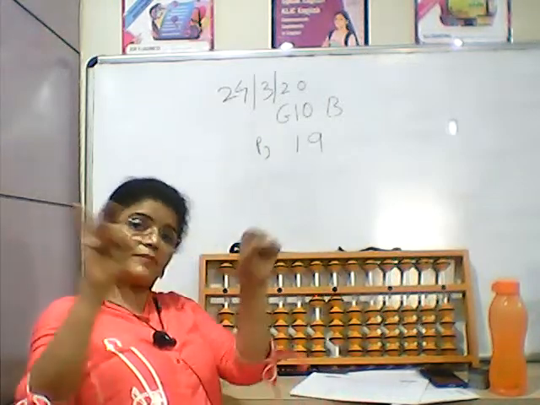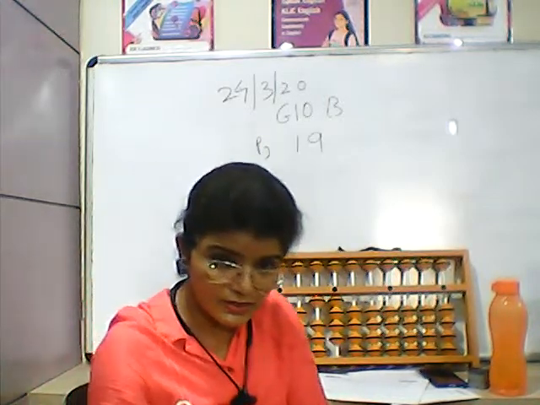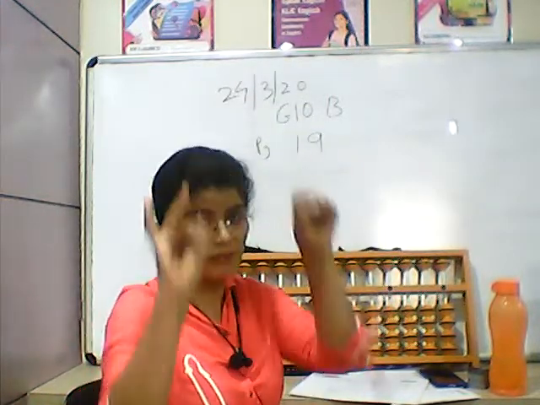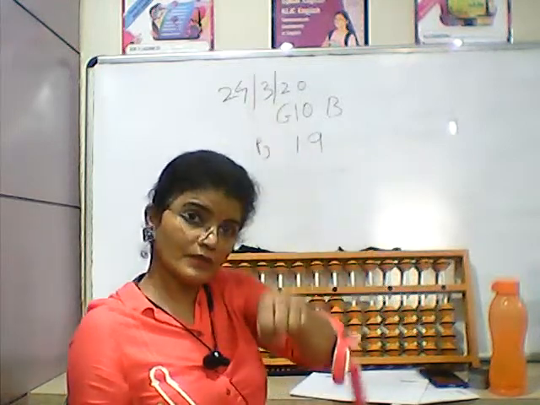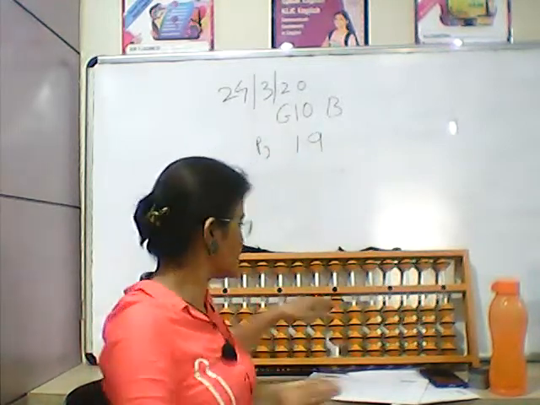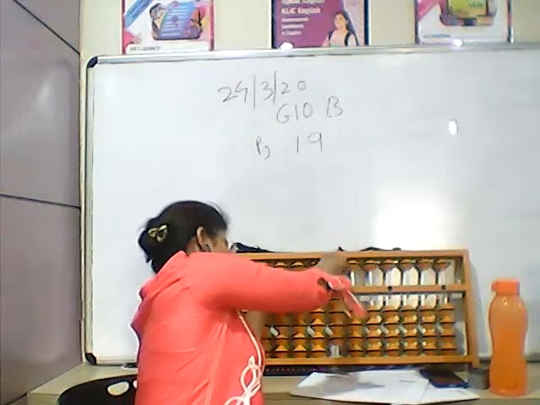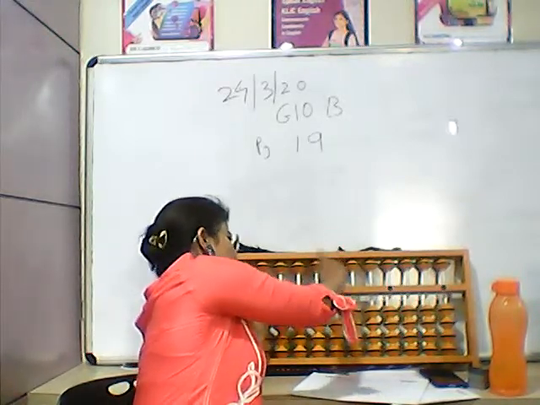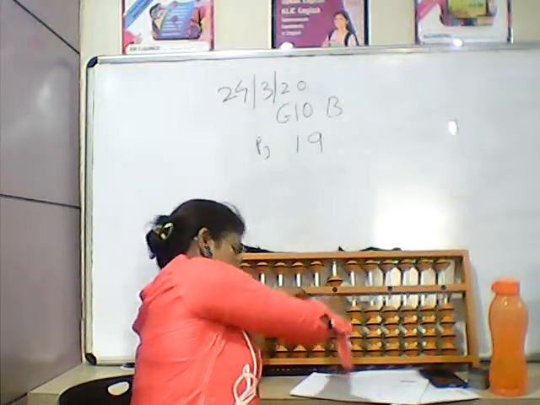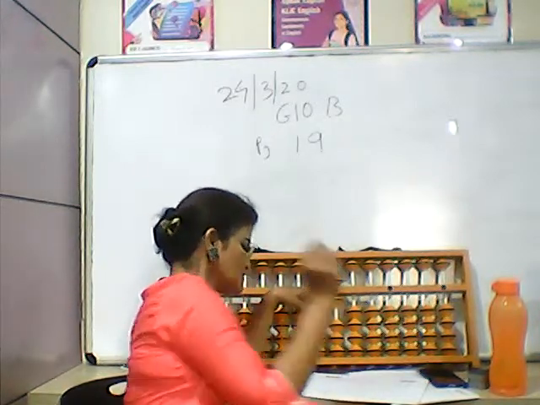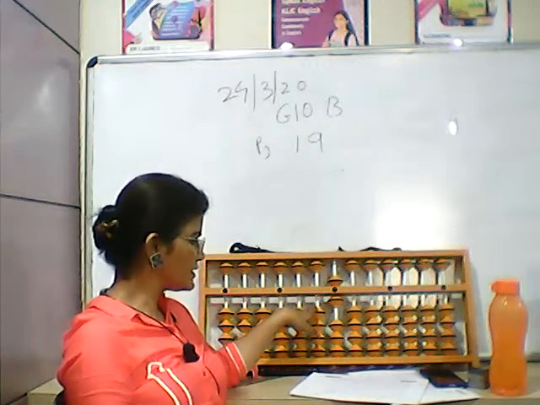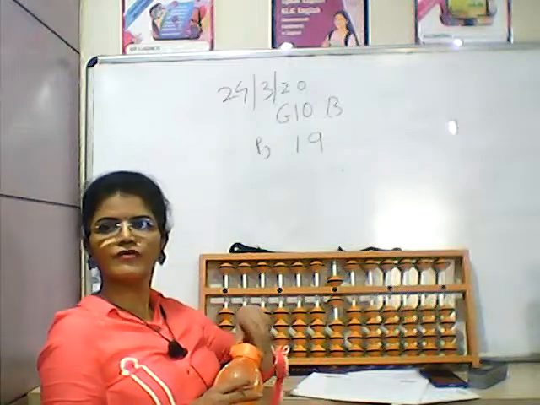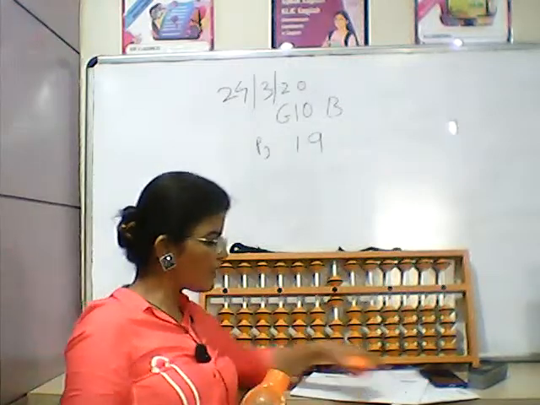So makes complement. Minus 10, plus 5, minus 3. 10 down, 5 down, 3 down. That is 6. Now rest of the sum you do afterwards.